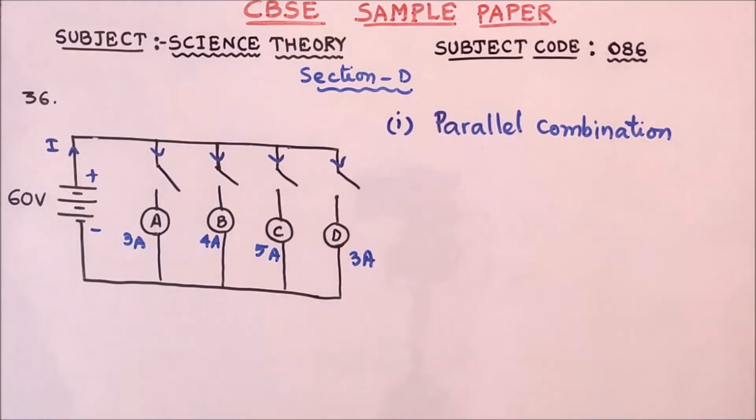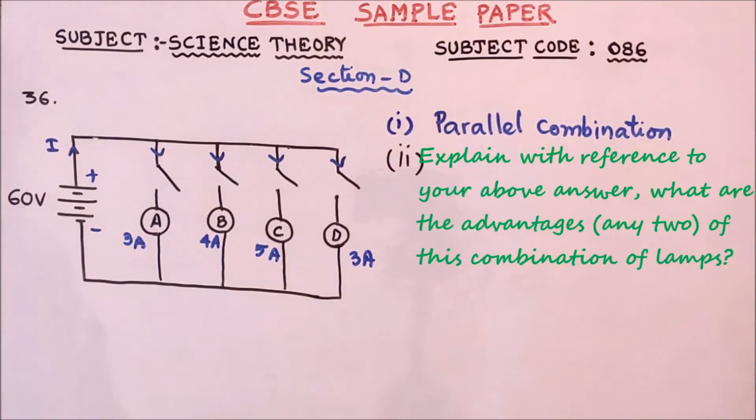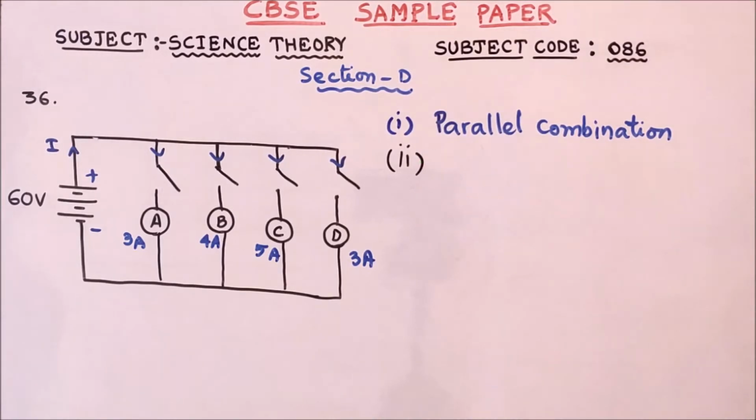Question number 2. Explain with reference to your above answer what are the advantages, any two, of the combination of lamps. So what is the advantage of parallel combination? We have to understand. Now I'll give you 3 advantages. In the exam you can write any 2.